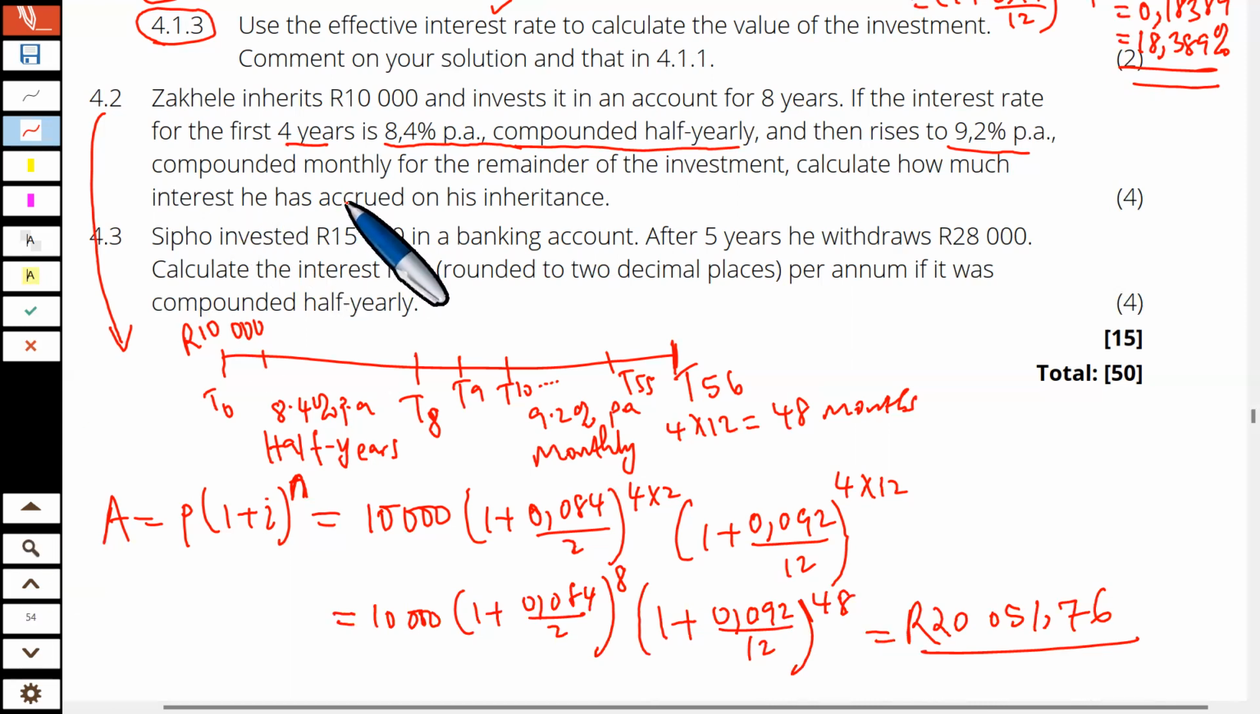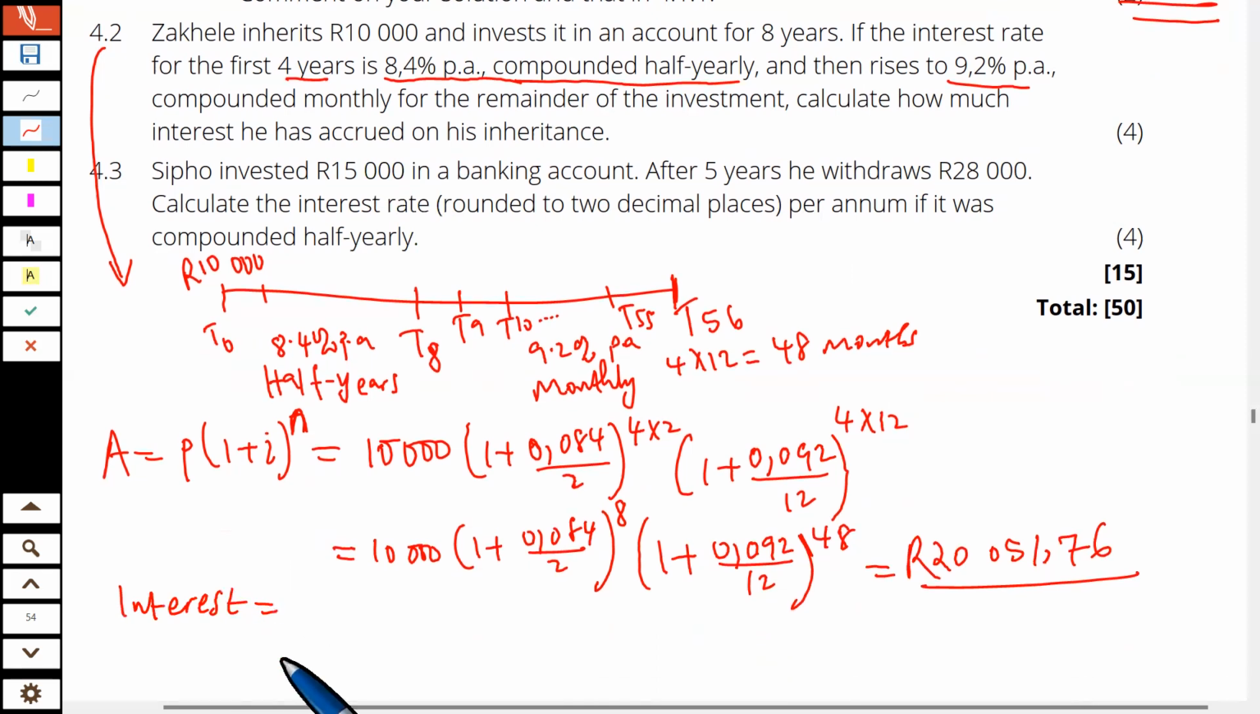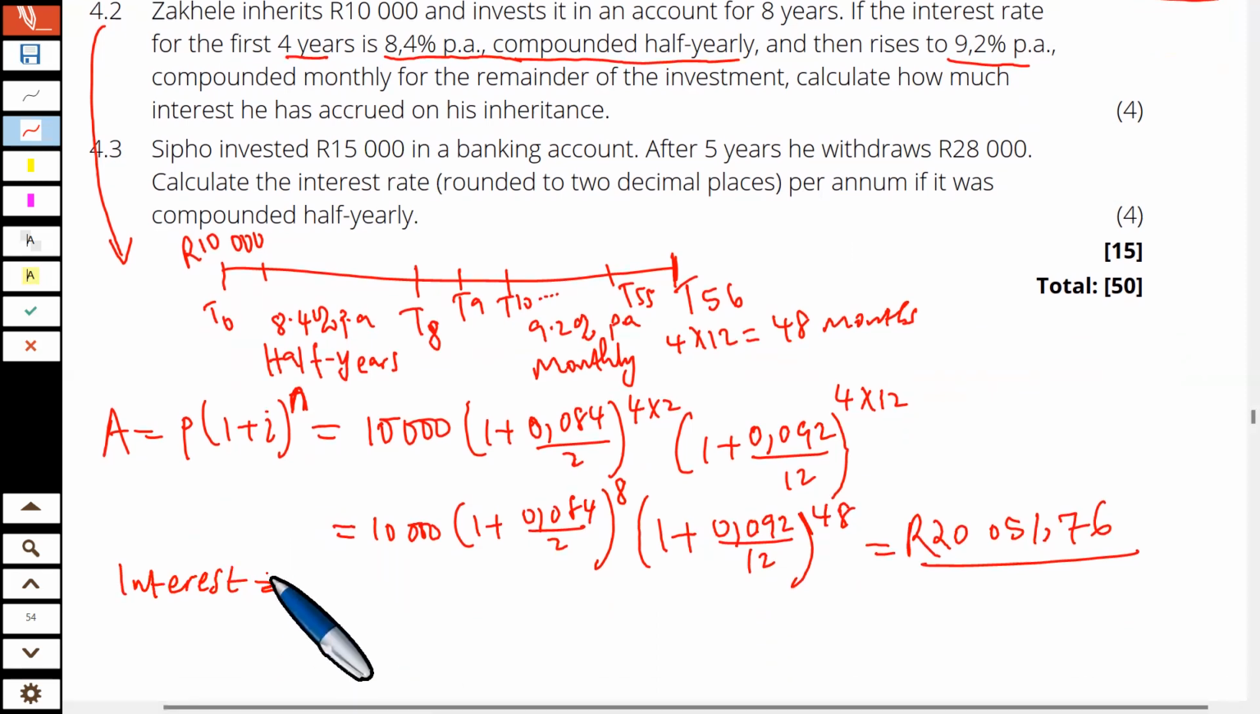So in other words, we need to calculate how much interest he has accrued on his inheritance, right? So we need the interest. So this is not the interest. How do you calculate the interest? This is the formula we use for the interest. So here the amount is exactly 20,051.76.